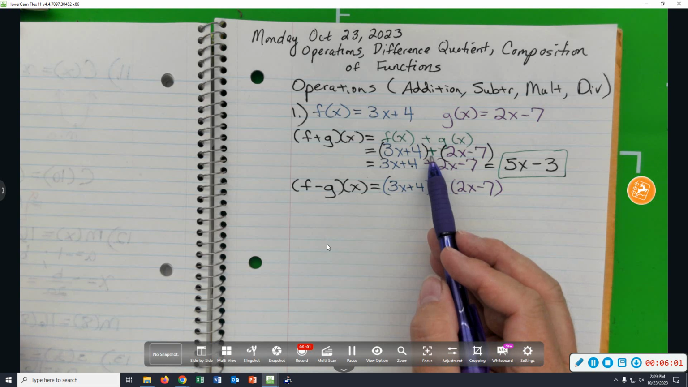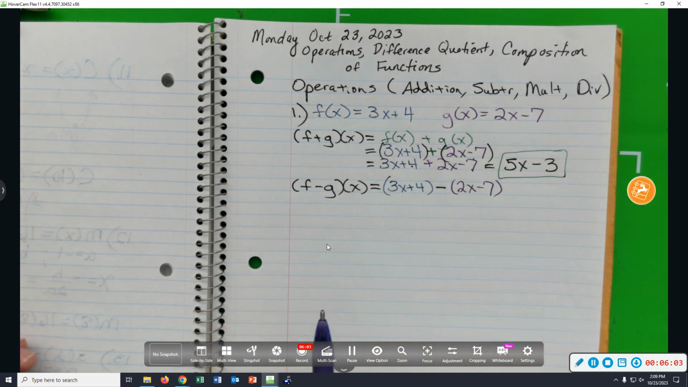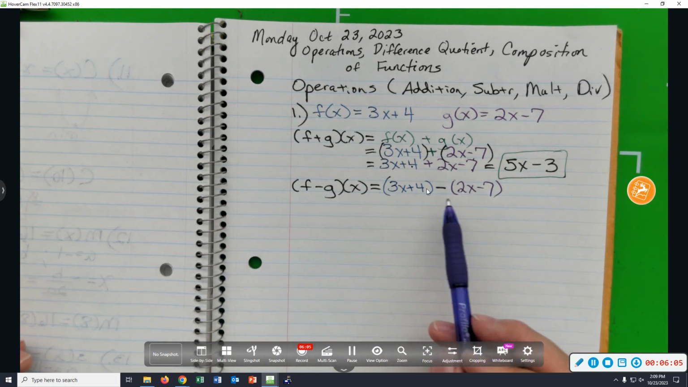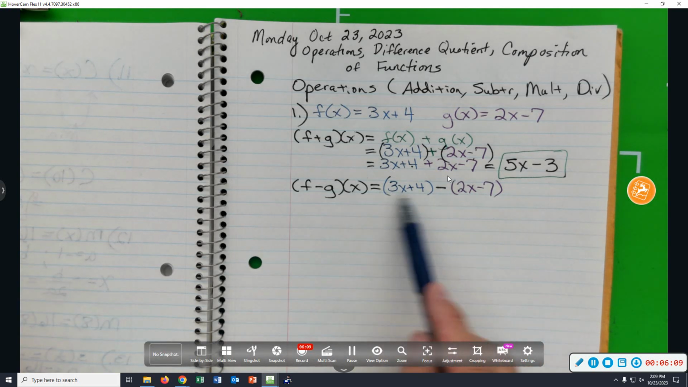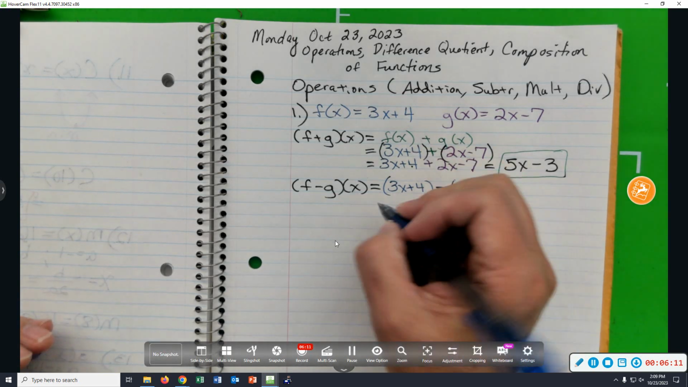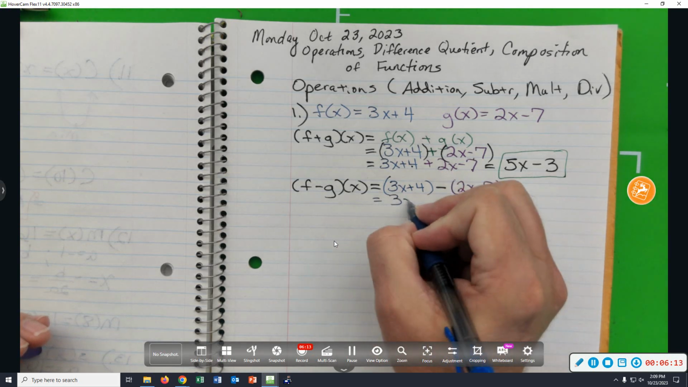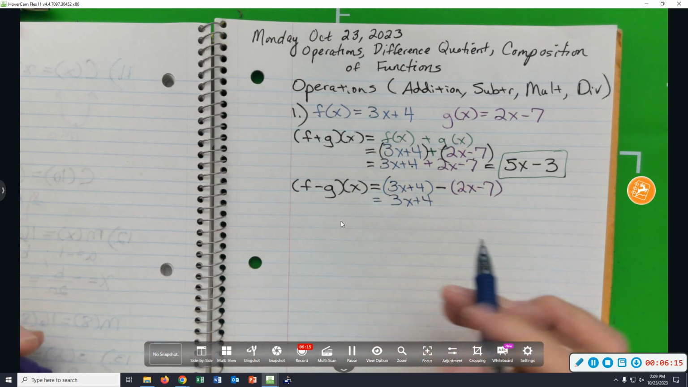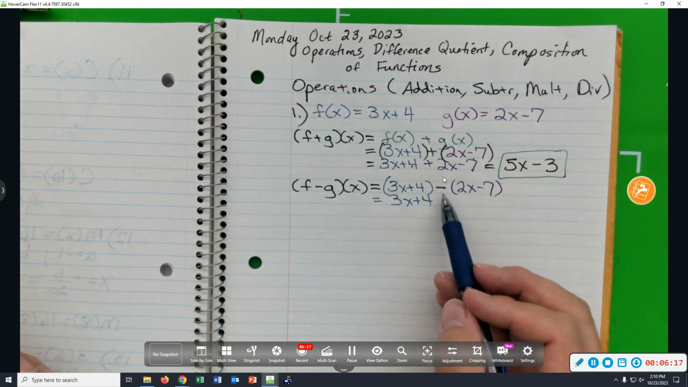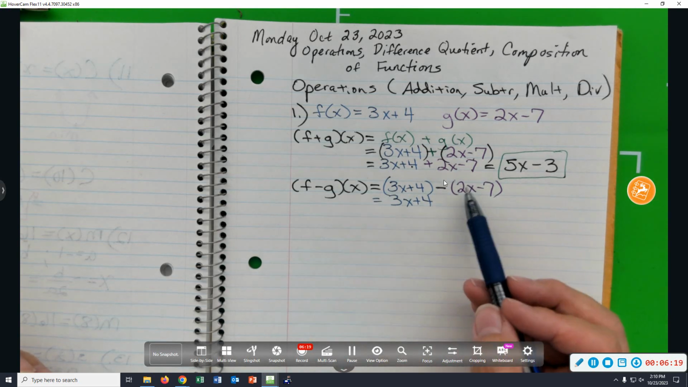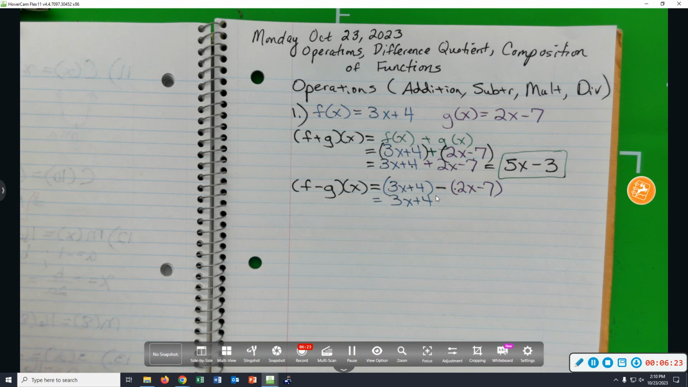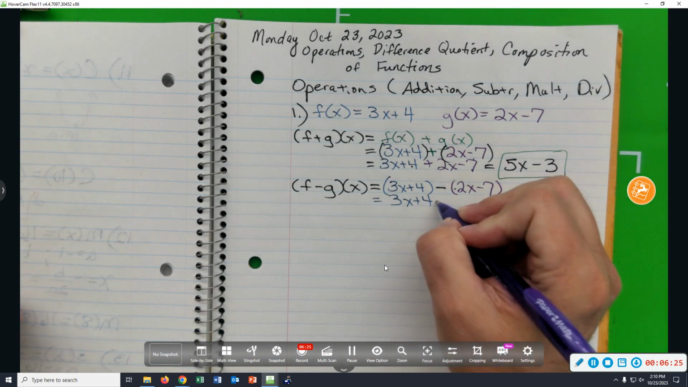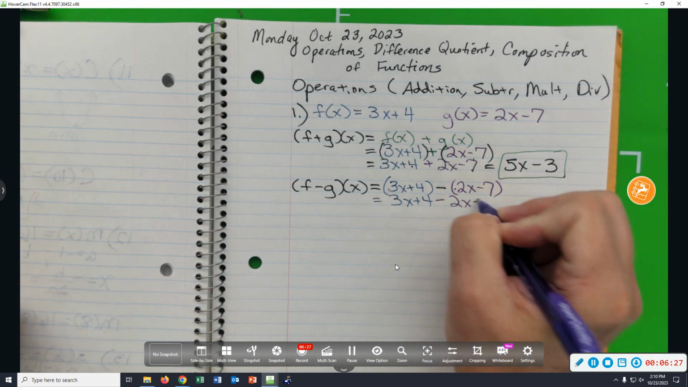With the plus, those parentheses were all unnecessary. But when we're subtracting, they're not all unnecessary. The first set is unnecessary. We can just drop it and make it a 3x plus 4. But the next one, we have a minus in front, so that positive 2x and minus 7, what are they going to become? Okay, a negative 2x and a plus 7.